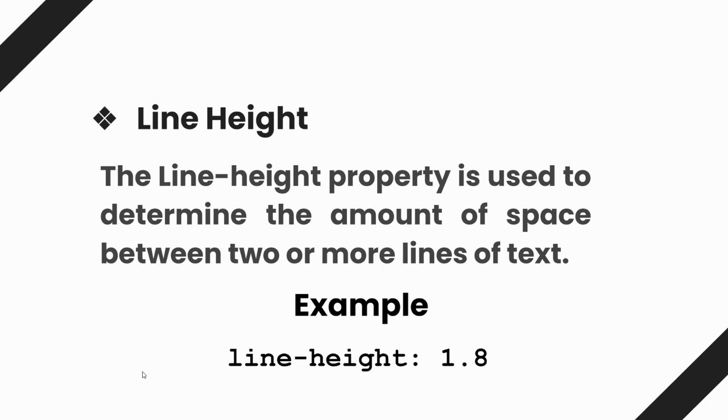By default, HTML assigns this particular element an amount of space. But if for your own purposes you decide you want to increase or reduce the amount of space between the two lines of text, it is possible with the line height property. From the example we can see here, the line height property is assigned a value of 1.8, which is a decimal value. So this property would let you determine the amount of space you want between these lines of text.